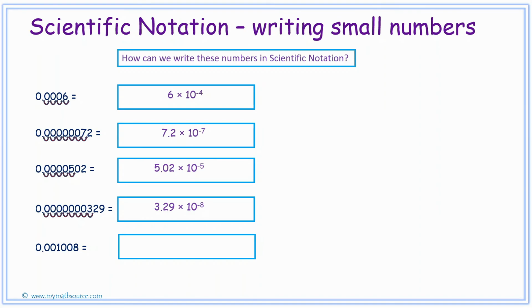Okay, let's do the last one. Where would the decimal point go for this one? The decimal point would have to go after the 1 and before the next 0. Now we can see what the negative power would be in our base 10. 1, 2, 3. So that means our answer is 1 and 8 thousandths times 10 to the power of negative 3. That's how we write small numbers into scientific notation.